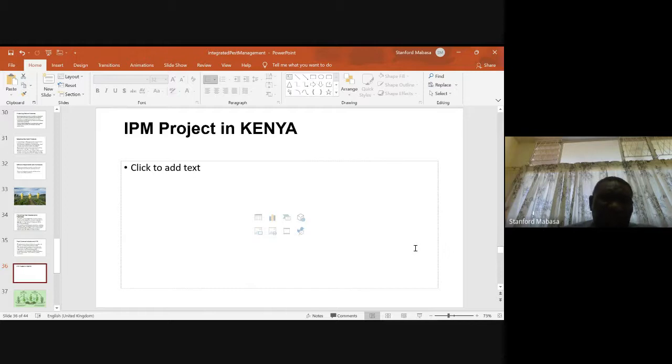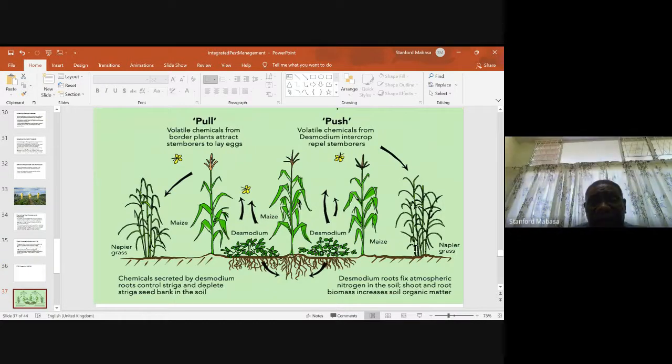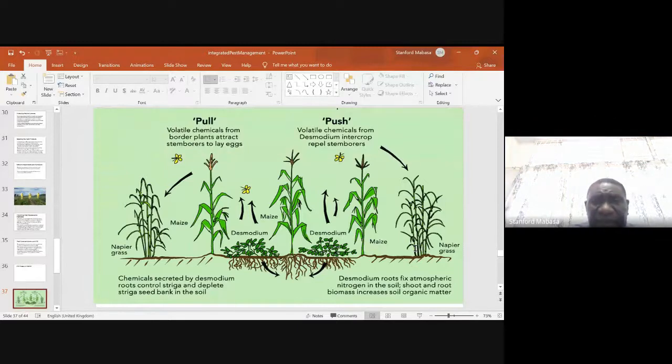Here I'm going to give you a case study or an example of an IPM project which was rated to be successful in Kenya. Now, the problem being addressed by this IPM is the stem borer of maize.